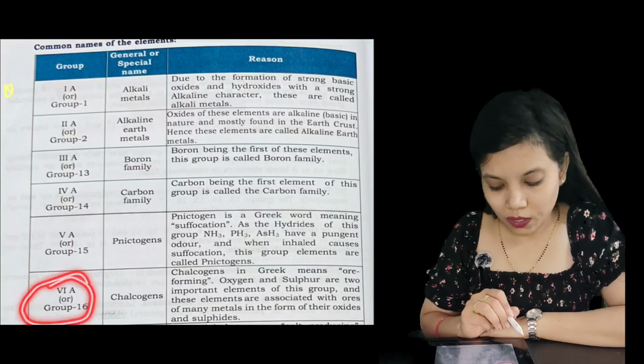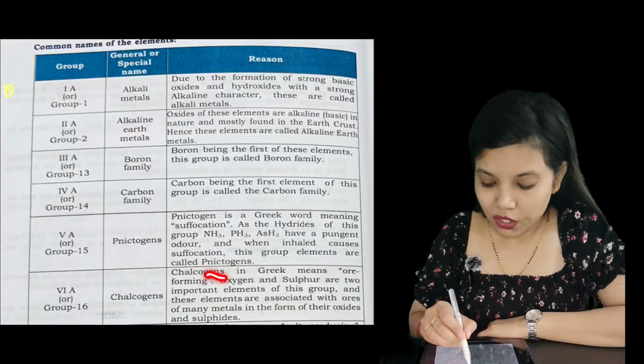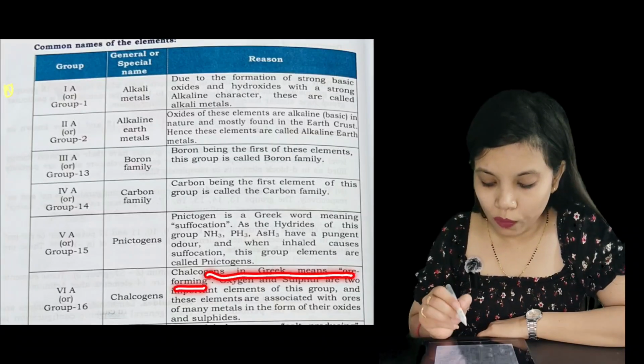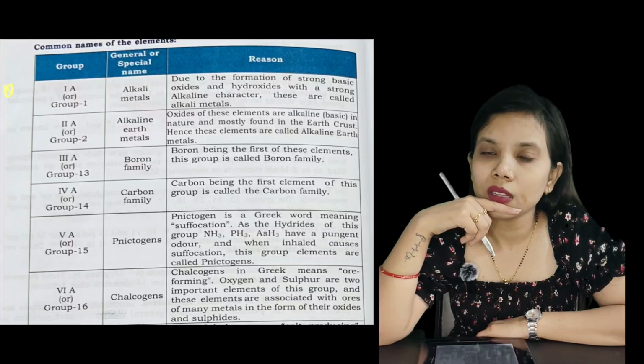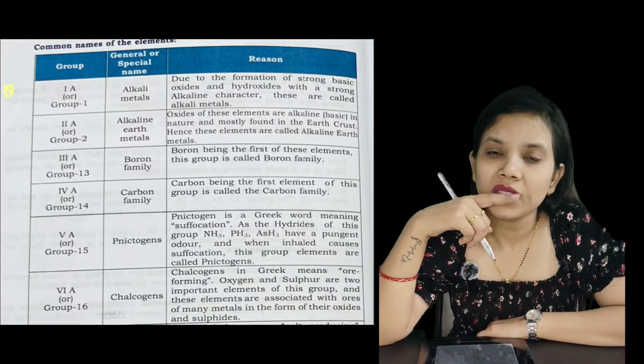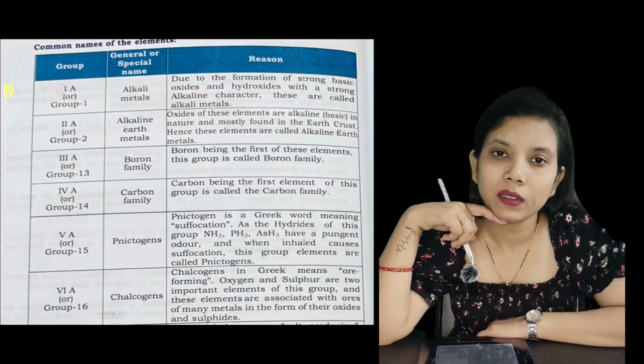Okay, coming to the next one, which is group number 16. We call them chalcogens. Chalcogen in Greek means ore forming. I think you have already studied this ore part in your class 10th. What is ore? These are the minerals from which we can extract the metal, right?